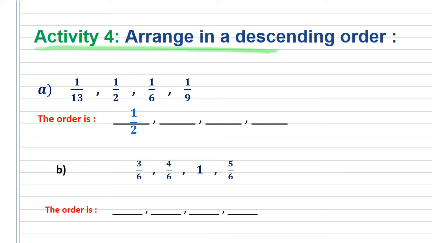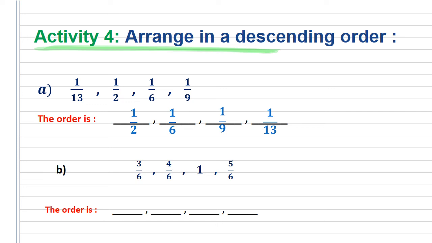Then, what is the smallest denominator? It's 1 over 6. Then, 1 over 9 and 1 over 13. Now, I made them in a descending order from the biggest to the smallest, which means 1 over 2, half, is bigger than 1 over 13.